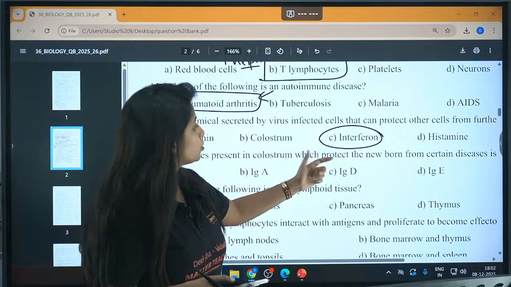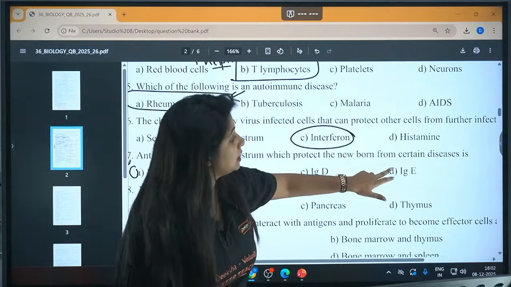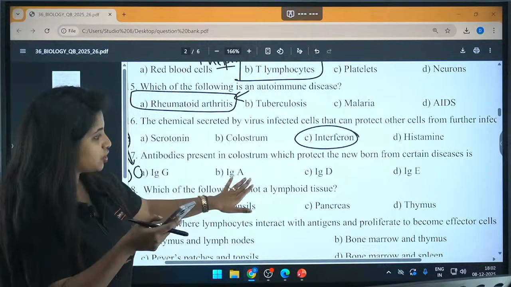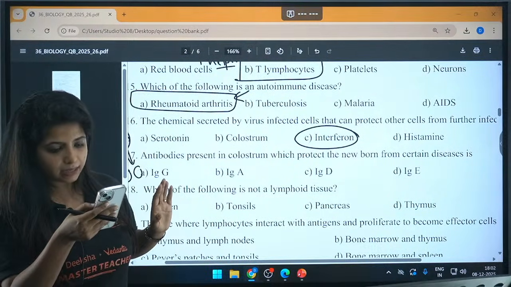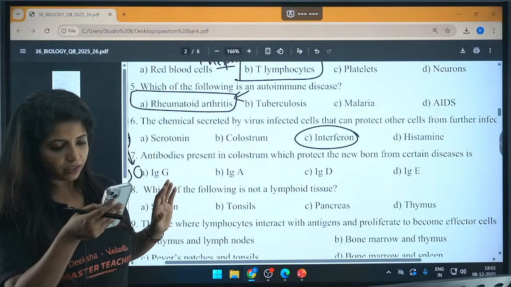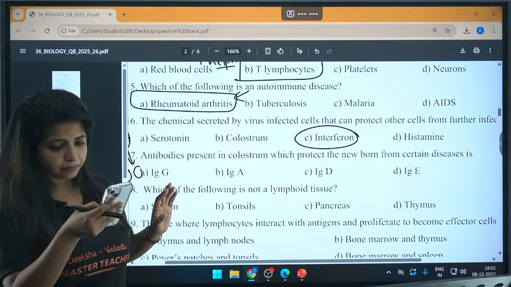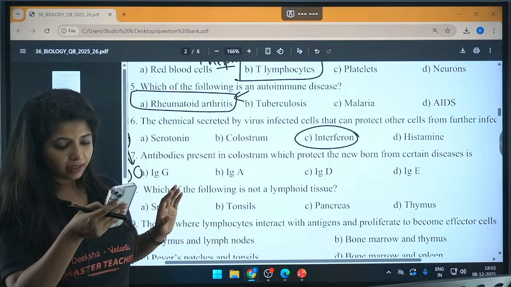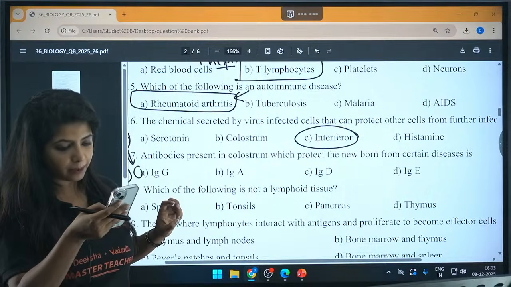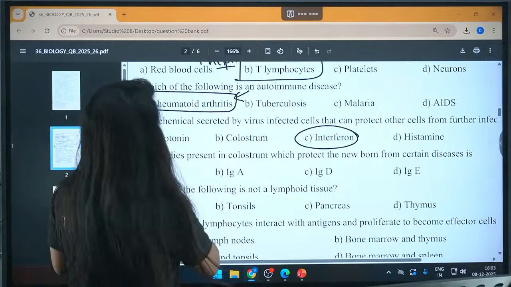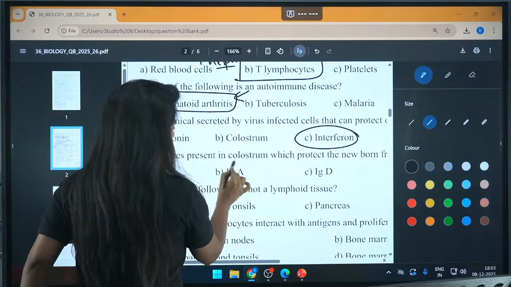Antibodies present in colostrum which protect the newborn from certain diseases is IgG, IgA, IgD and IgE. So 17th B, Putta, Mansi all 17th B, Sagar, it's okay Sagar, no issues. Sajja says B, Vidya also says B. Okay, Sagar is saying B. Okay, so the answer for this question is B.